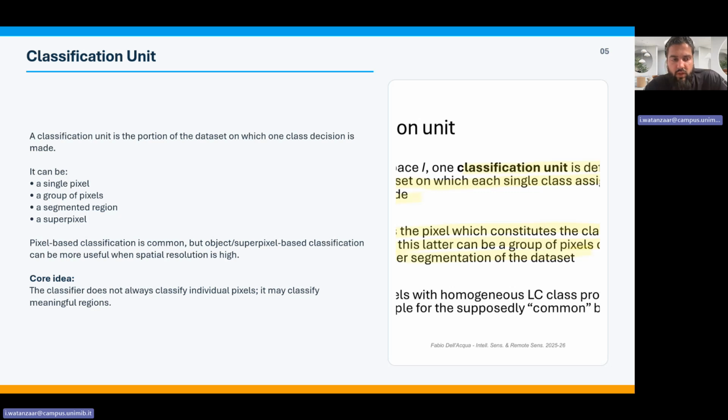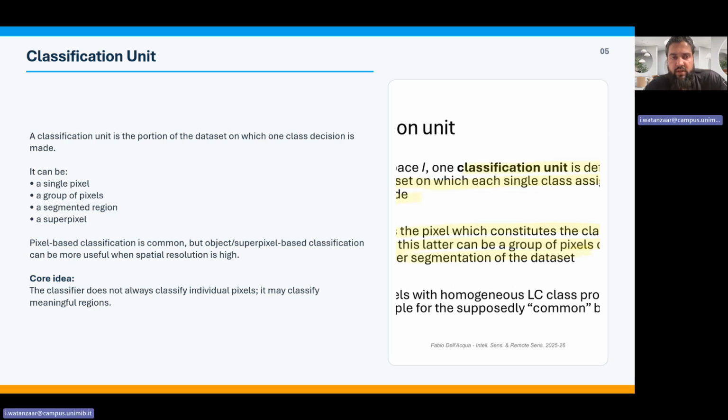This is why, because the classifier is looking at the data to see where this pixel belongs. So they are taking that pixel and putting it in the classes. So this is how the data set on which one class decision is made works here. So it can be a single pixel, a group of pixels, or a segmented region, as I said, like a superpixel. Superpixel is in simple terms an object or a shape.